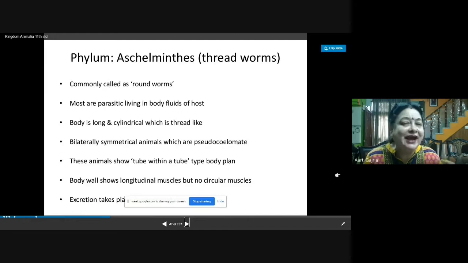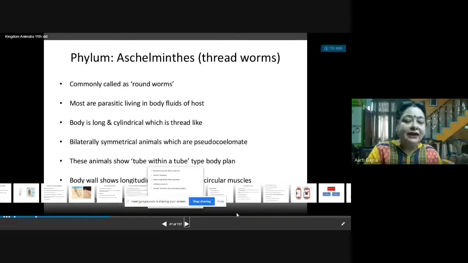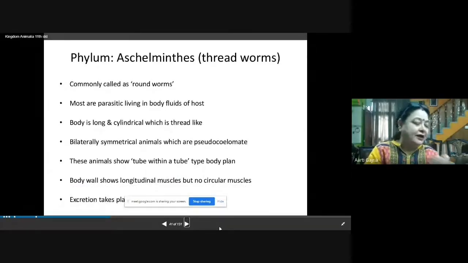That means they have separate openings for procuring food and for excretion. So they have two openings, that is the tube within a tube plan. Now here the body wall shows longitudinal muscles, but no circular muscles. That means they have only the longitudinal muscles for movement. And here the excretion takes place with the help of the protonephridia. The protonephridia is the structure which helps in excretion.